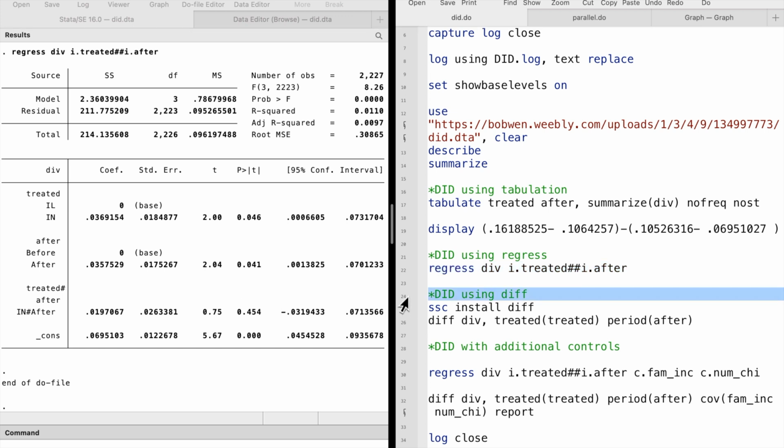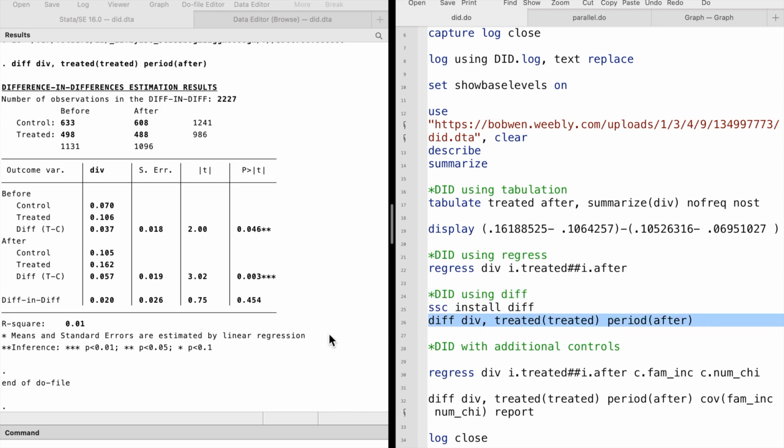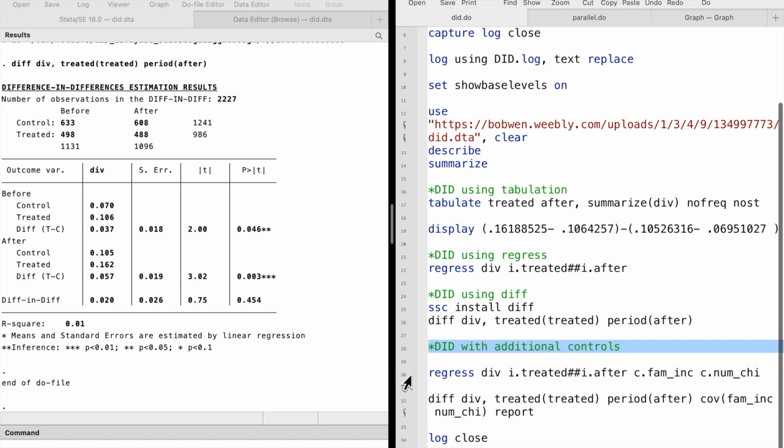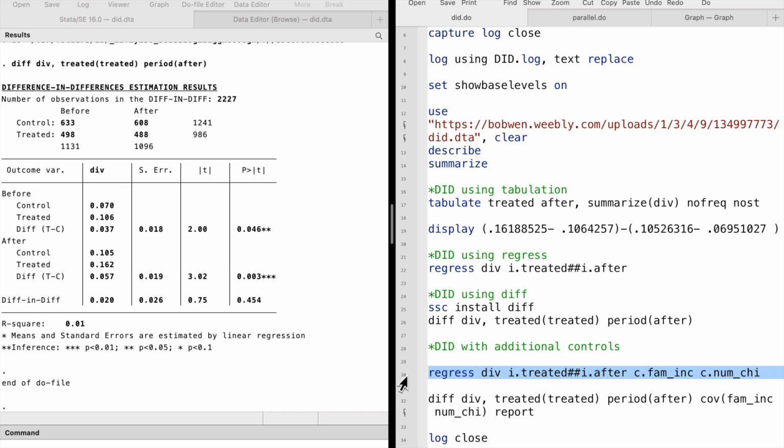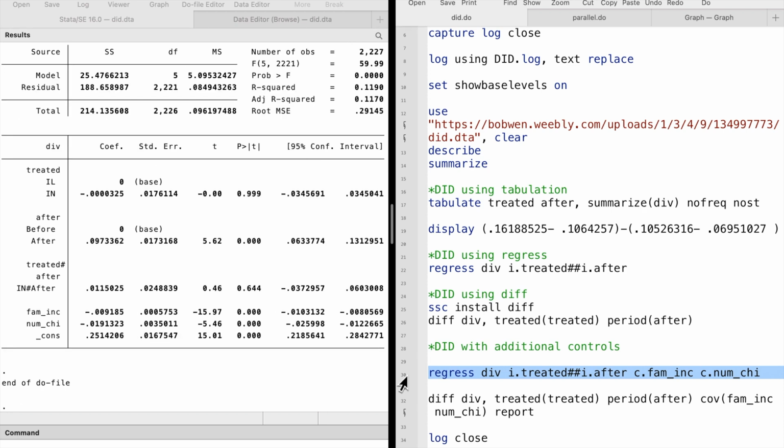We can use a user-written command, diff, to obtain the same result. You can also use the command didregress to perform the difference in differences estimation in Stata 17. If we are worried about the parallel trend assumption, we could add control variables to the model. For example, the family income and the number of children could affect the divorce decision. We can add them as control variables.